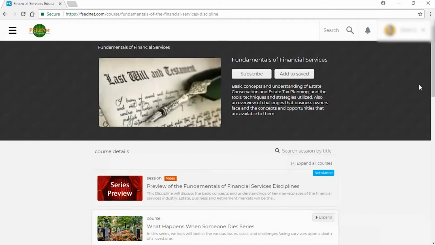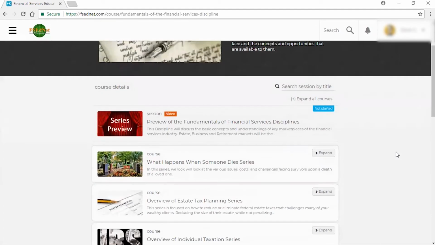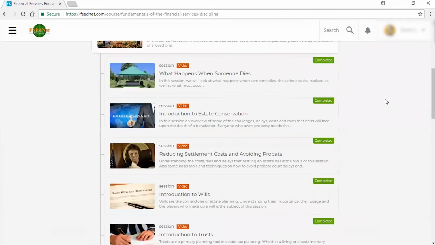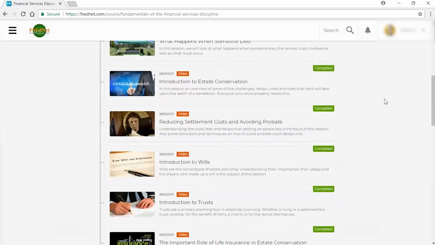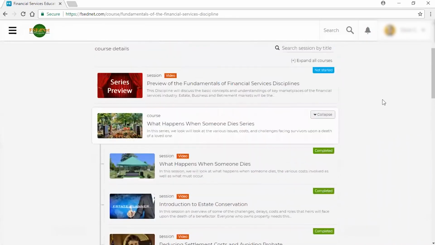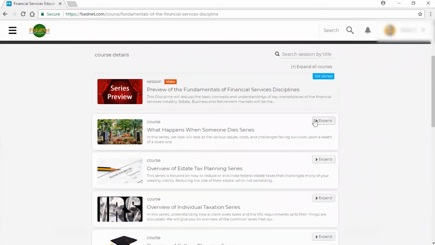The third discipline is Fundamentals of Financial Services, which focuses on the marketing opportunities. The purpose is to provide a fundamental understanding of these markets and gain the confidence to engage in successful relationships. We have two separate courses on what occurs after death. The first is what happens when someone dies. Here you will gain an understanding of what happens when someone dies, such as the cost of death, funerals, probate settlement costs, and the main costly delays, as well as how wills and trusts can help, and much more.